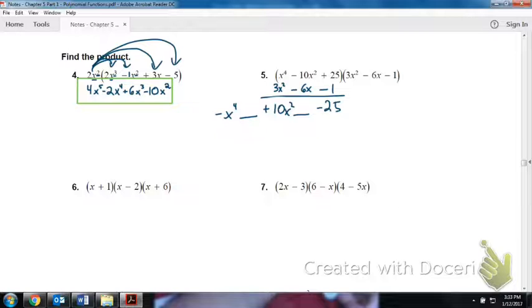Okay, so let's do the 6x. Multiply that by all 3. So negative 6x times 25 is negative 125. No, it's not. It's negative 150x. Negative 6 times negative 10x squared is a positive. So negative 6 times negative 10 is positive 60. And x times x squared is x cubed. Again, I'm leaving a space there so that I can combine those. And then last but not least, negative 6x times x to the 4th is negative 6x to the 5th.